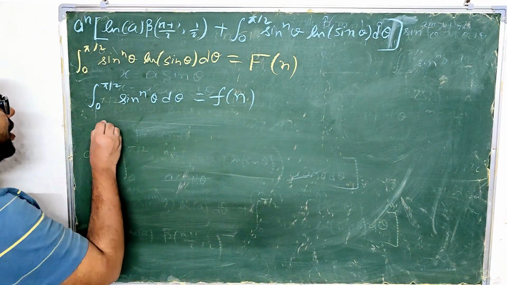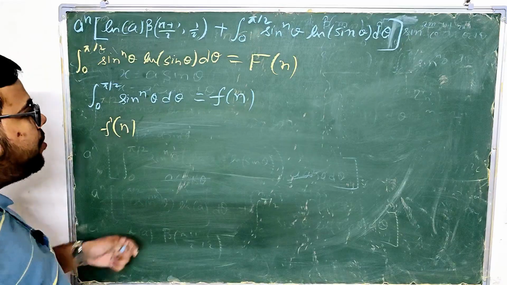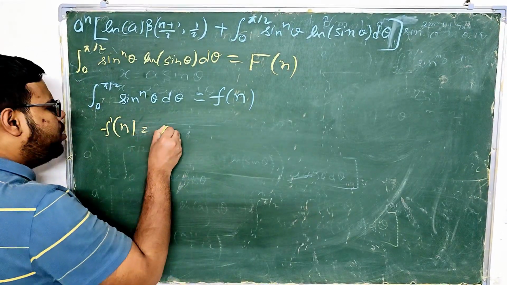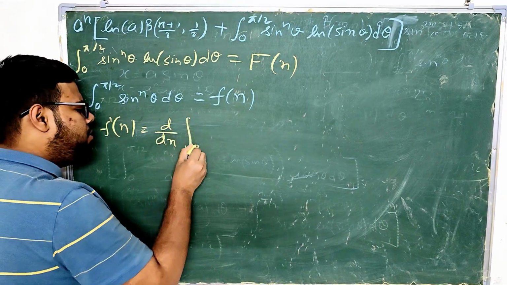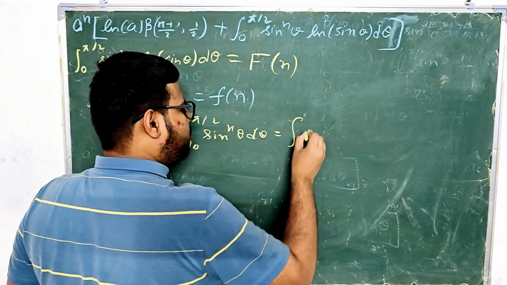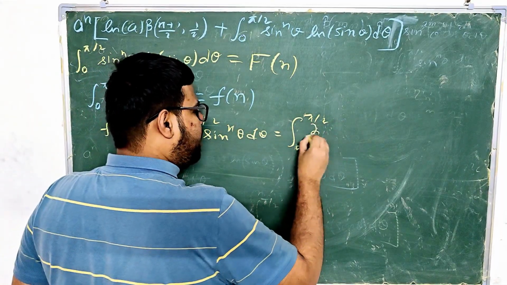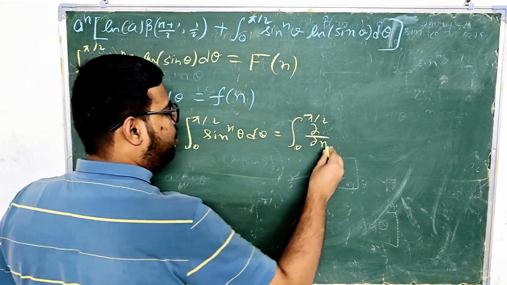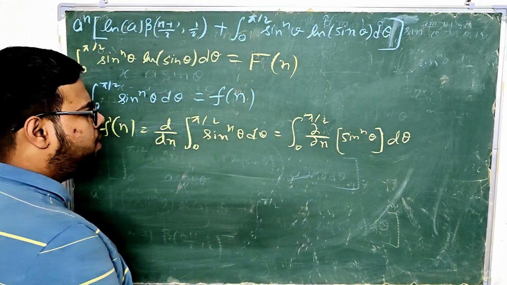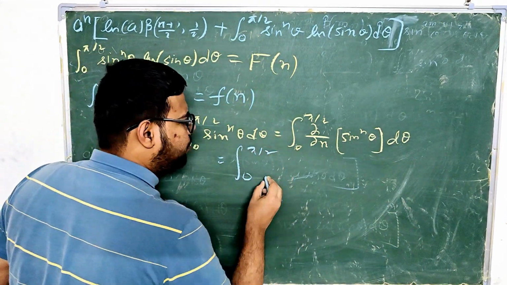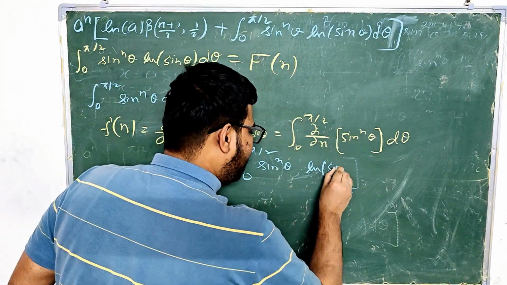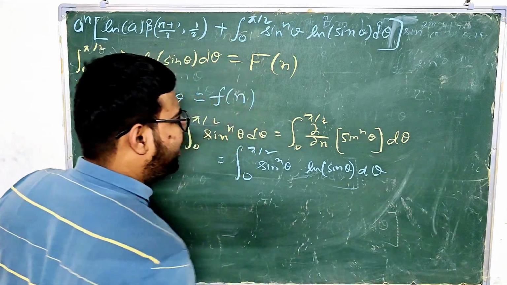Okay, so let's differentiate it with respect to n. I am differentiating it with respect to n. Okay, so theta is a constant, so this will be equal to d by dn of the integral from 0 to pi by 2 of sine n theta d theta. So this is equal to the integral from 0 to pi by 2 of the partial derivative with respect to n of this function sine n theta d theta, correct? So you will get over here the integral 0 to pi by 2 of sine n theta times natural log of sine theta d theta, correct?